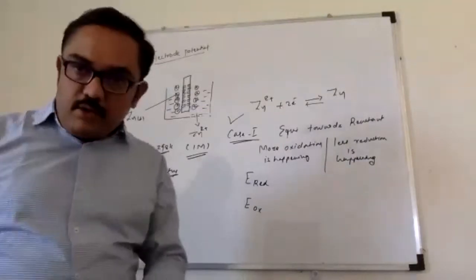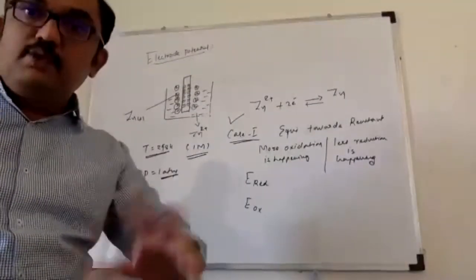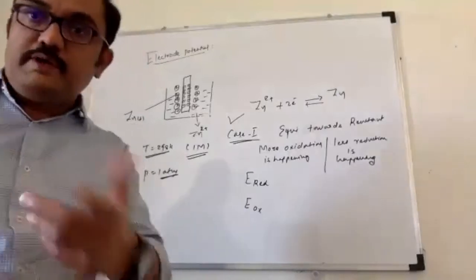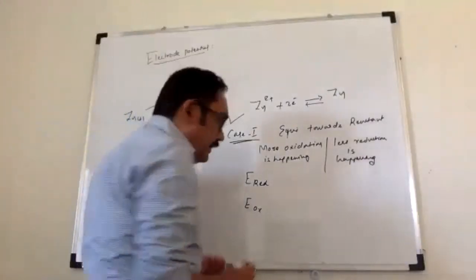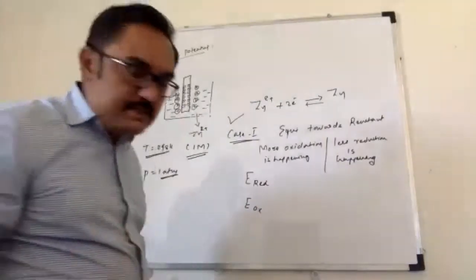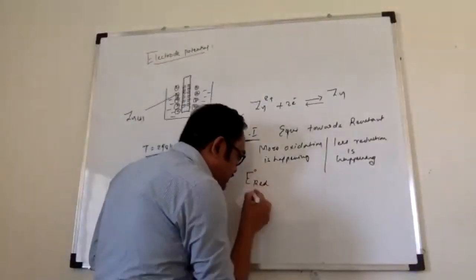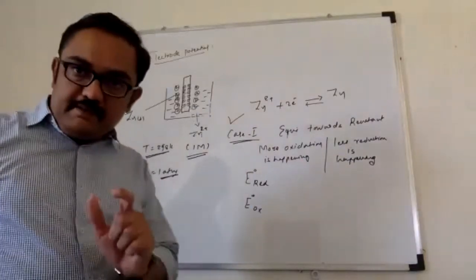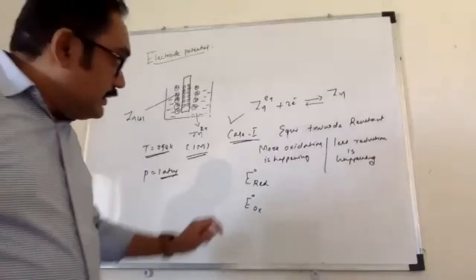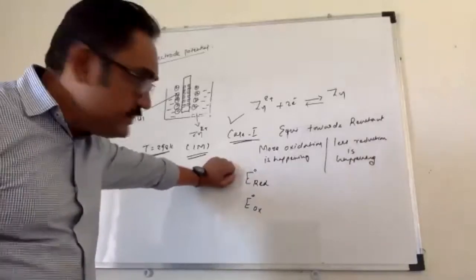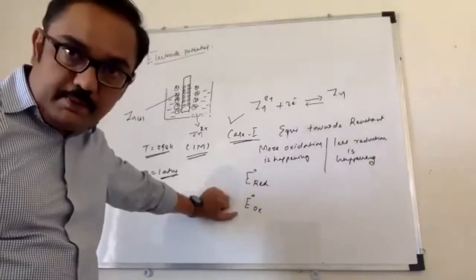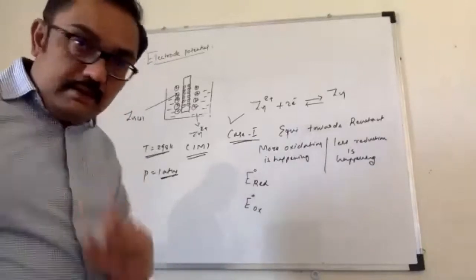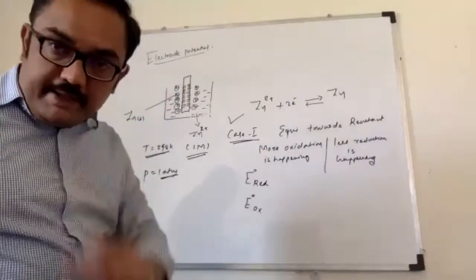As I said, electrode potential can be represented in two ways. We can talk about reduction potential and oxidation potential. In the standard condition, they are denoted as standard reduction potential and standard oxidation potential. Now, if I write for zinc, we can write it in this way in the symbol.